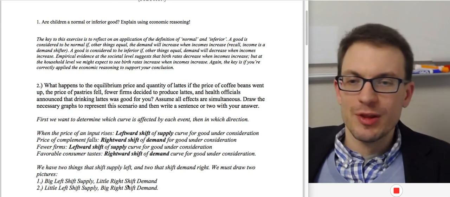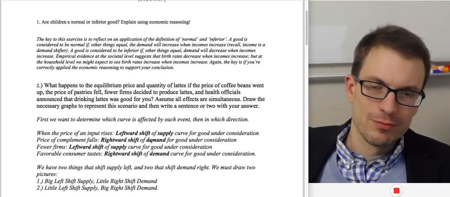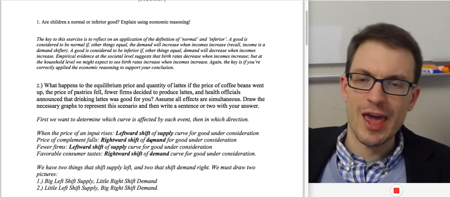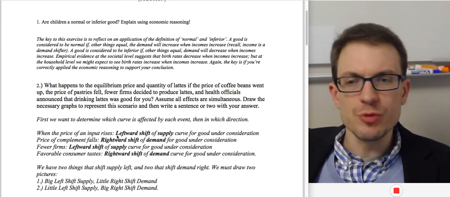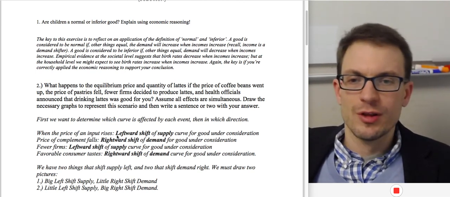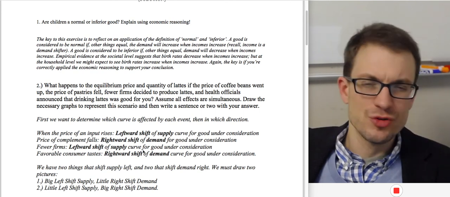Okay, so let's think about what effect we're going to get. A rightward shift of demand, that's an increase in interest. More consumers wanting to buy the good. That should compete up the price, and that should increase the quantity. A leftward shift of supply should push up prices. And there's going to be increasing scarcity, so there will be higher prices, and that should reduce the quantity.